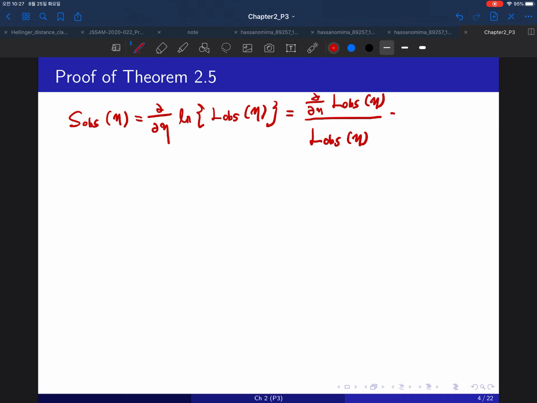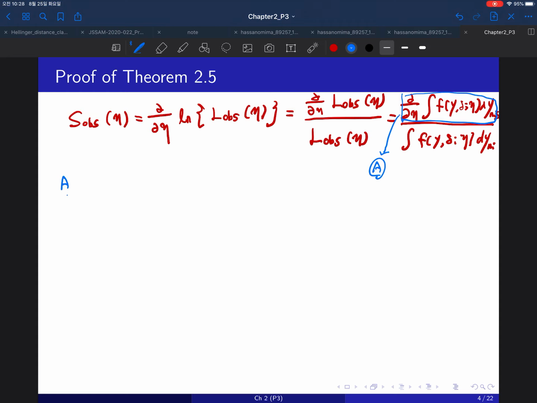And that is what? That is the integral of f(y, delta; eta) dy_miss, divided by the integral of f(y, delta; eta) dy_miss. Then the numerator, let's call this A. So let's carefully compute A. You can actually change the order.